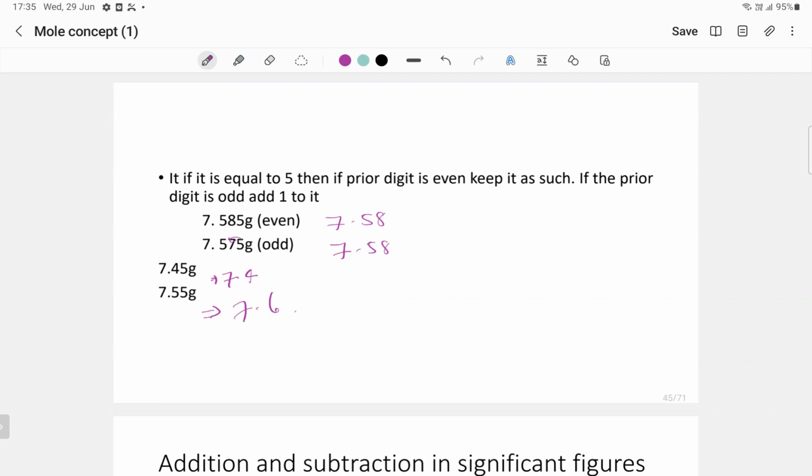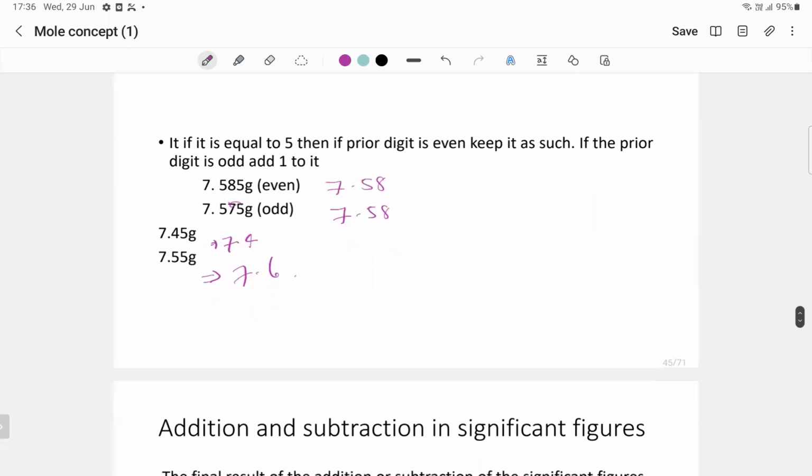But you know what we people will do? We don't even listen to this convention. Seriously, we will ask if there is 5 means okay. Put 7.56 means what? 7.55 in the sense what happened? We will round it off. But according to the conventional method, you have to see whether it is odd or even. Clear? Okay. Next one is addition and subtraction in significant figures.